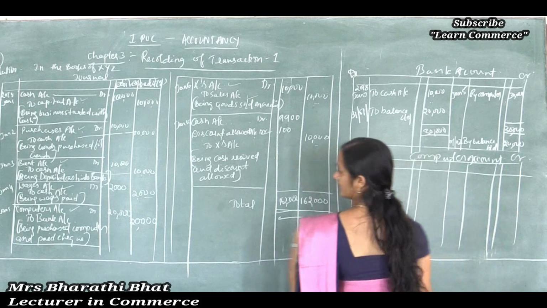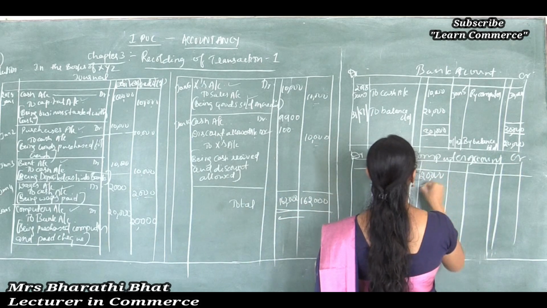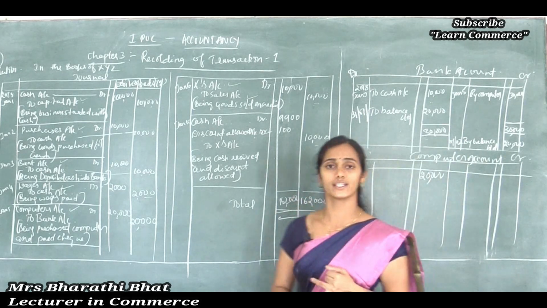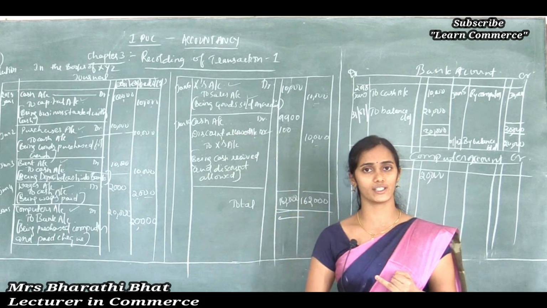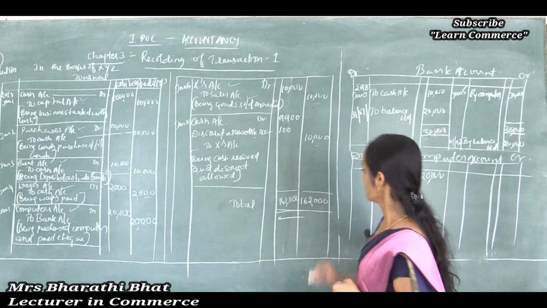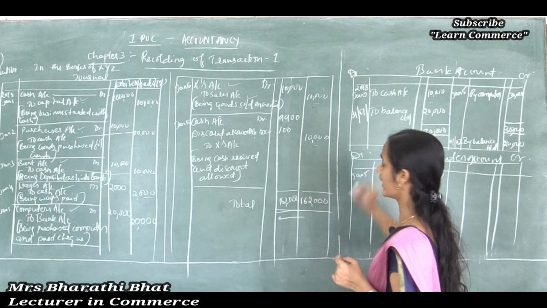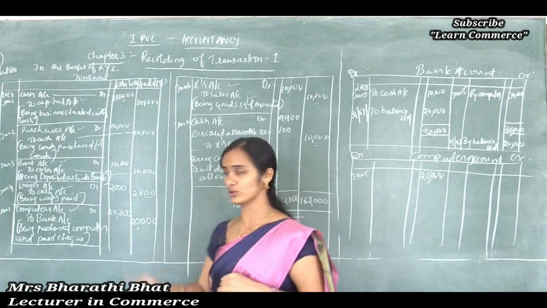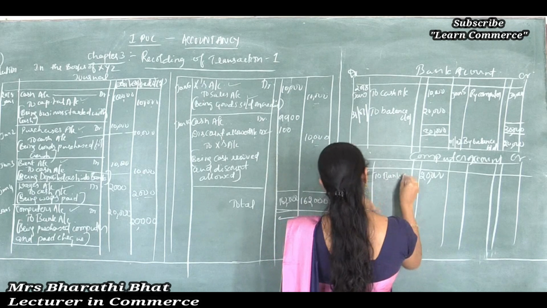Okay, so just see, computer account showing debit value 20,000. Clear, right? 20,000. And computer is affected with which one? Bank account. Near to computer, which account is there? Bank account is there. So how can we record? Mention the date Jan 5, and computer account debited to bank account. We just write to bank account.